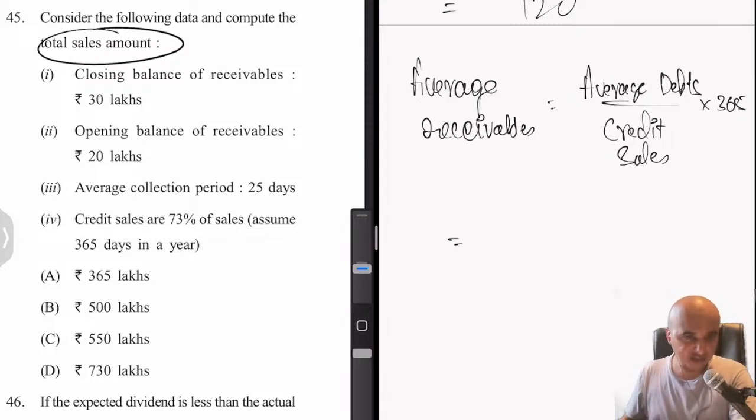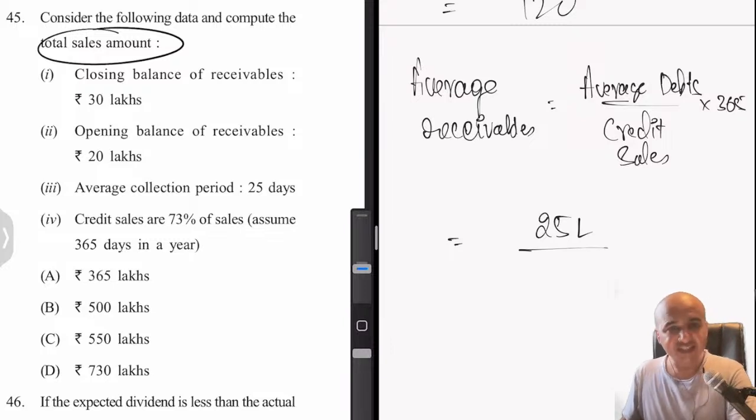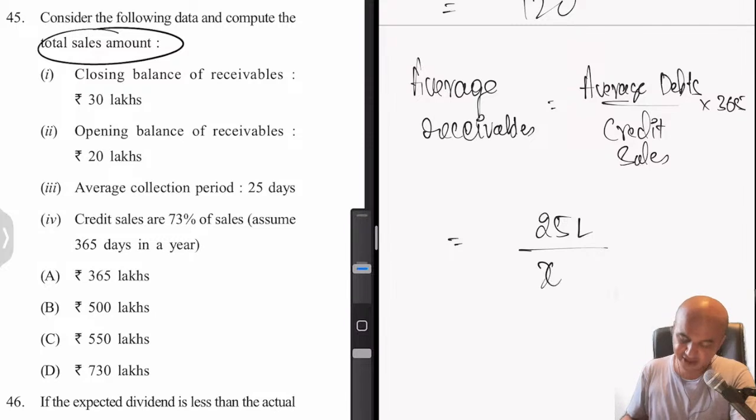Now average debtors is easy to identify. We just look at the closing balance and opening balance and find the average. The opening balance was 20, closing balance was 30, so the average would be 25 lakhs, divided by credit sales, which we do not know in this case. That is what we are trying to identify, so that will be X. We do not know the credit sales, but they have asked for total sales. That is still easy to find out. We'll do that. Now average collection period.